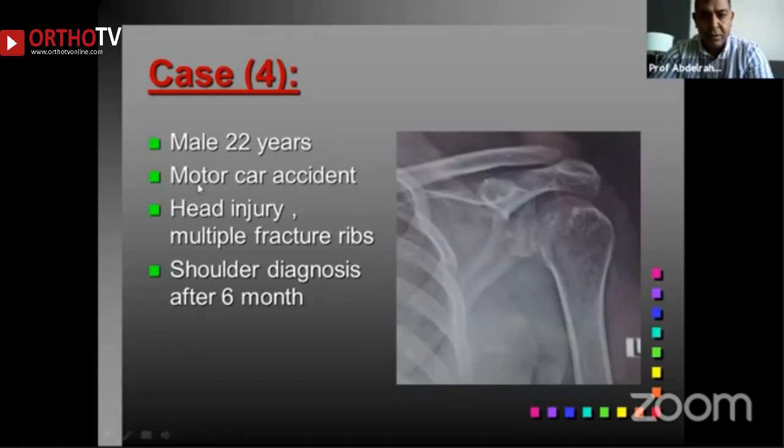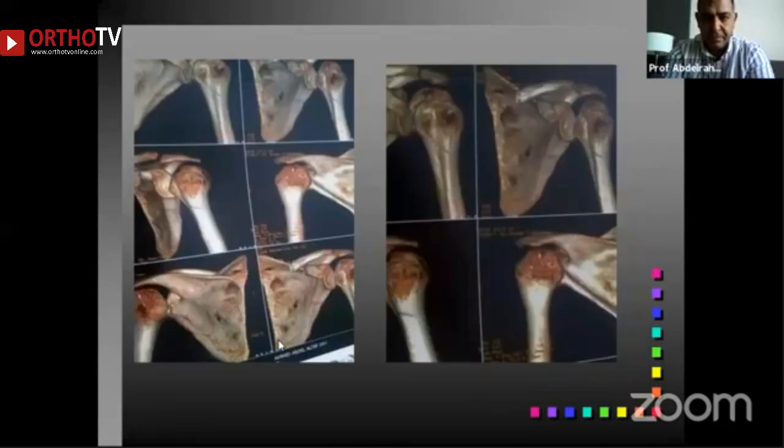This case was 22 years, motor car accident. He had injury, multiple fracture ribs, and shoulder diagnosis was after 6 months. And this is the CT. You can see the glenoid is empty and the head is back, posterior to the glenoid. Very important to do CT if you suspect the posterior dislocation.